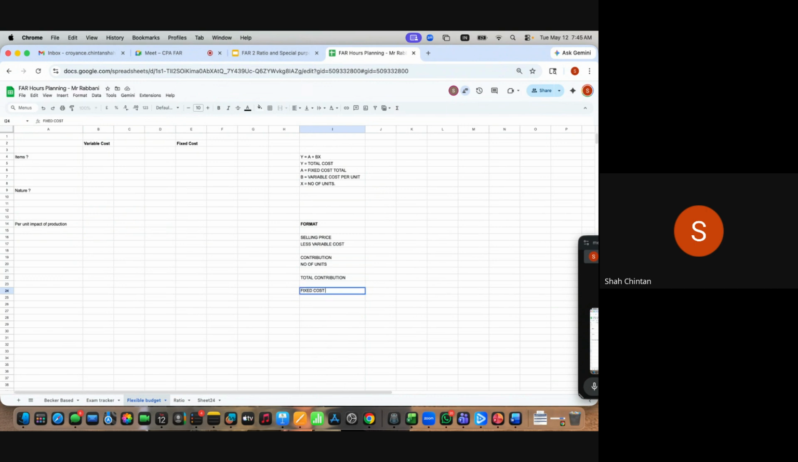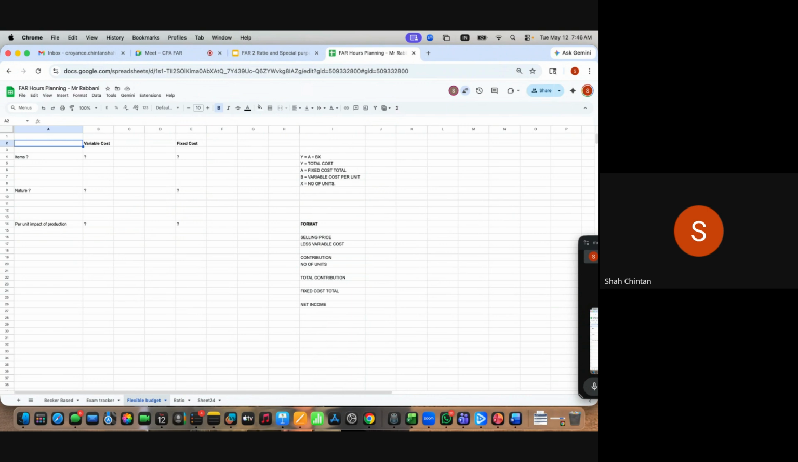What is the meaning of variable cost and fixed cost? What items can be in variable cost and fixed cost? What is the nature of it? And what happens when you start doing production? Now, this is a costing topic. This is not exactly an accounting topic we are going to do right now. This is something covered in a costing subject, flexible budget.